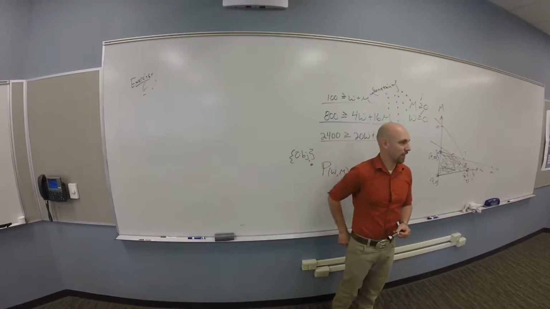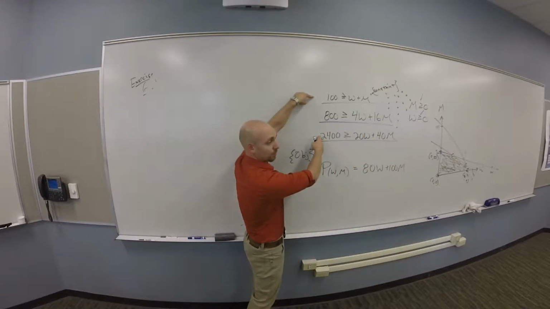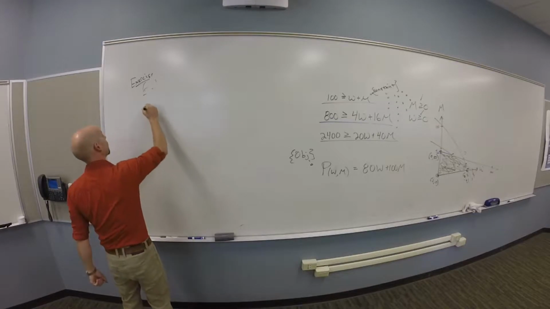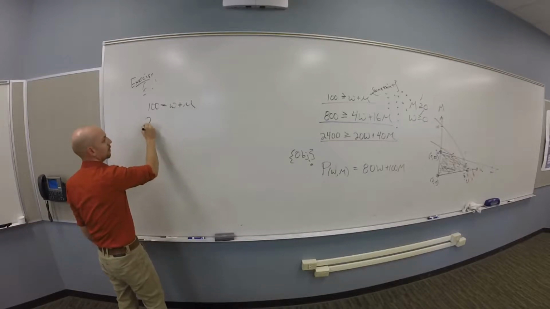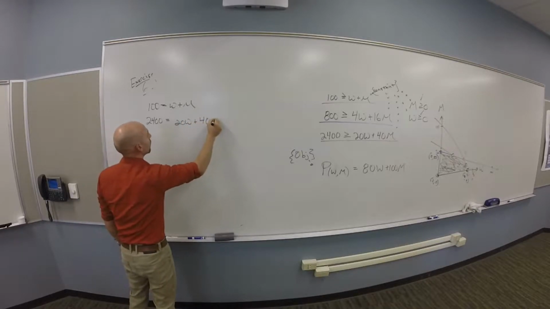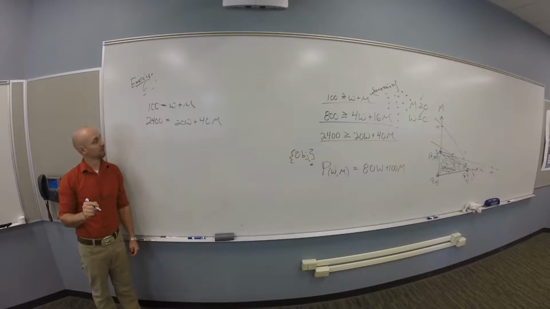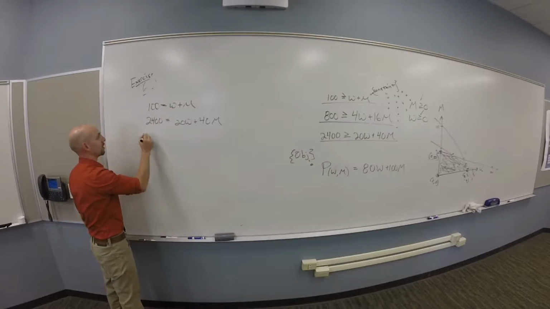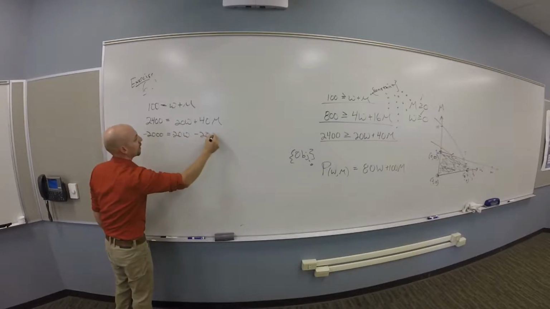Okay, now I need to find where orange hits pink. So how the heck do I manage that? Orange and pink have an intersection, right? Two equations, so I've got 100 is W plus M, and 2400 is 20W plus 40M. I want to solve this system of equations. So how do I do that? Multiply the top one by minus 20. So I get minus 2,000 is minus 20W minus 20M.